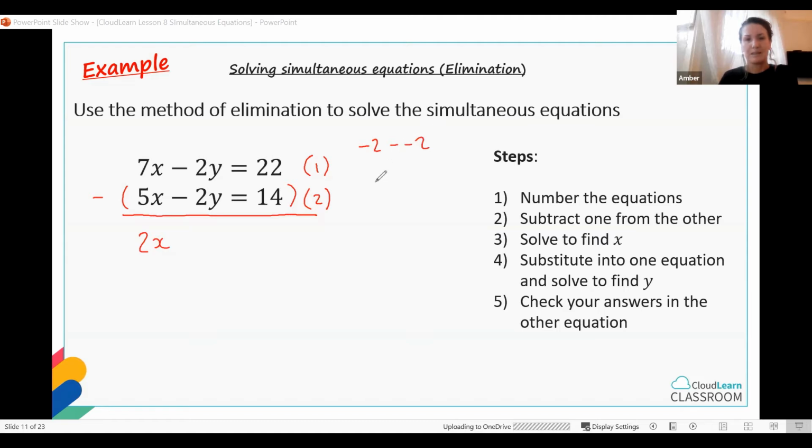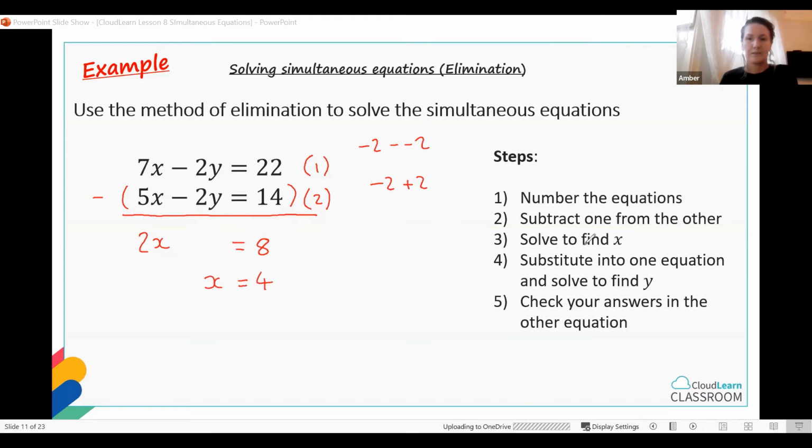Remember, they become a plus, so it becomes minus 2 plus 2. So actually, that has now gone away. That's become 0. So that's why we're subtracting there. And then 22 minus 14 is 8. Okay, so looking much simpler to solve already. 2x equals 8, so that means that x must be equal to 4.